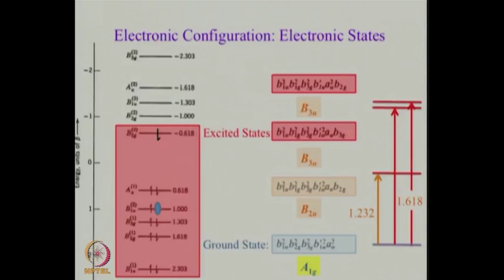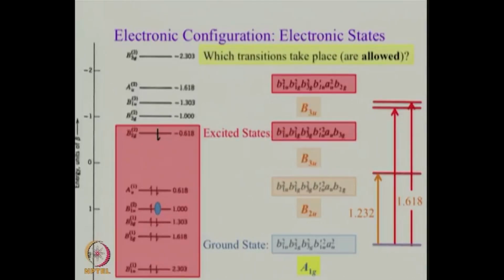So, this is what you expect. You expect one transition, you just work it out from the character table, it will follow. One transition of 1.232 beta and a doubly degenerate transition of 1.618 beta, okay. And the symmetries of transition are AG to B2U and AG to B3U, that is what you expect.